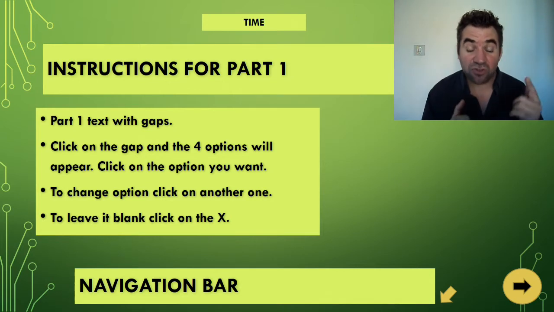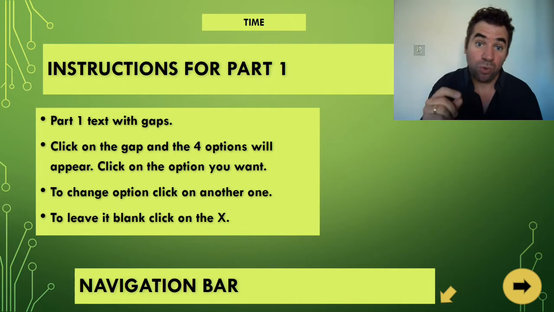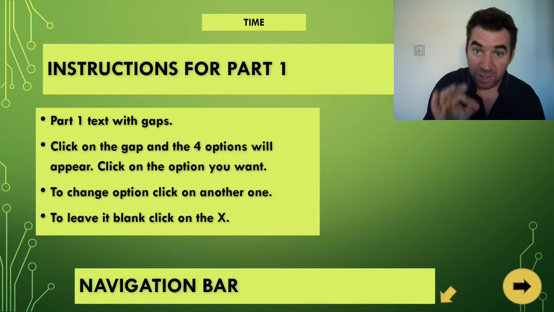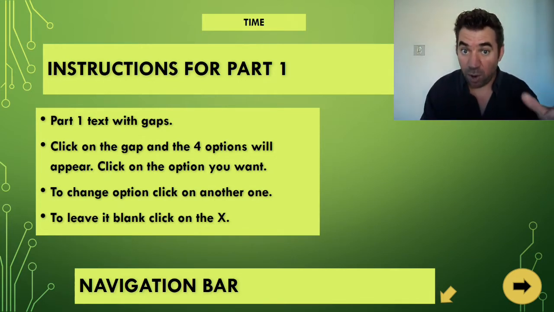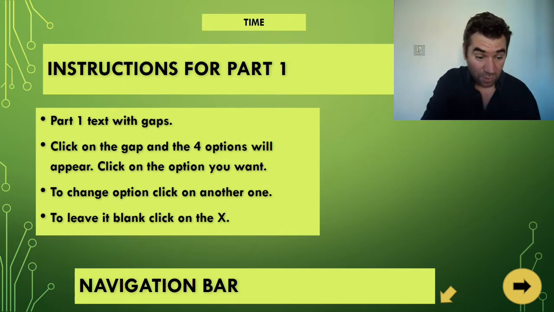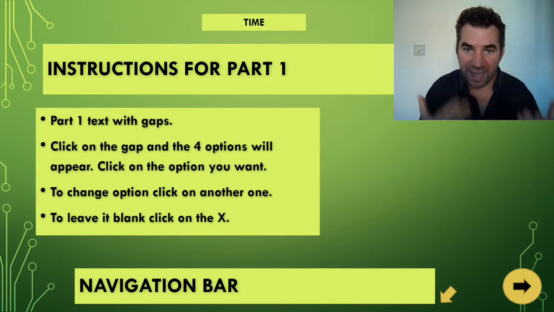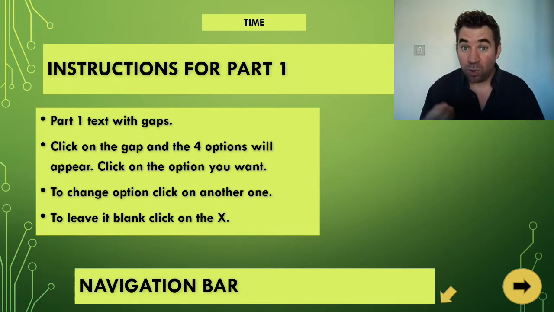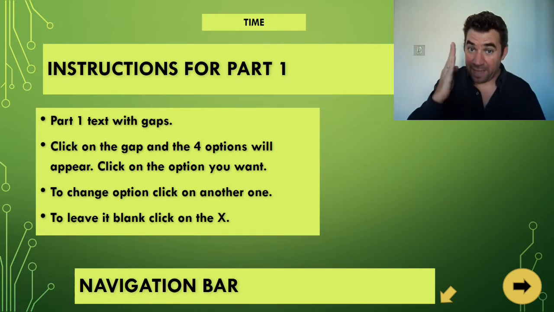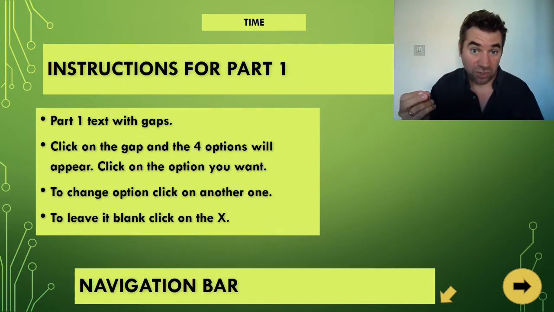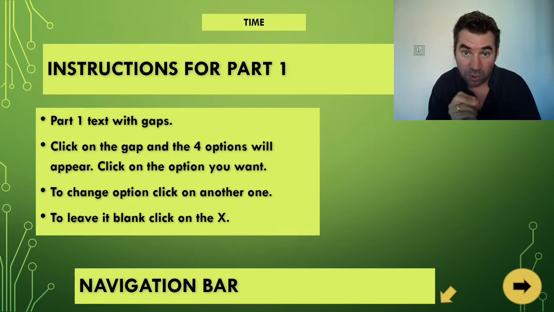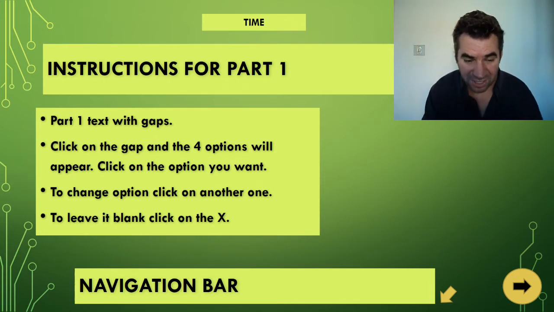Moving down, you'll see instructions for part 1. So this is where it's going to say you need to click an option and put it in the gap because it's part 1 of the use. And down here where you see the main box, you will actually see the part 1 text with the gaps. And the way this works is very, very simple. As we know in the paper-based exam, you have an A, B, C, D option, and you've got to circle one of those and mark it on your answer sheet.